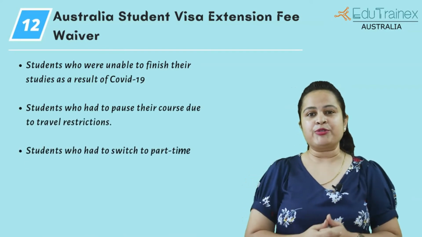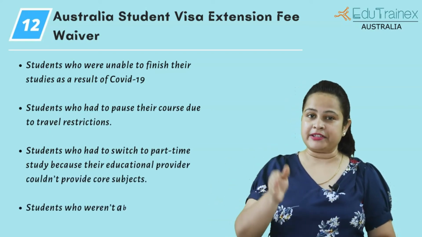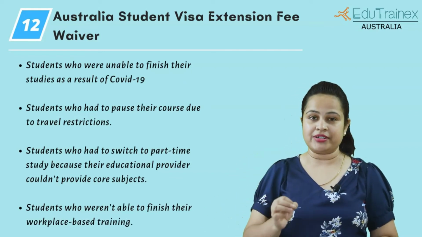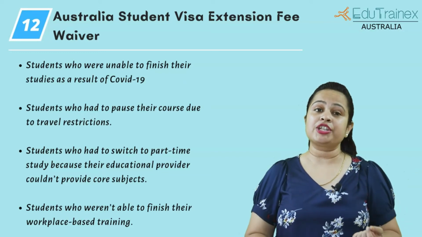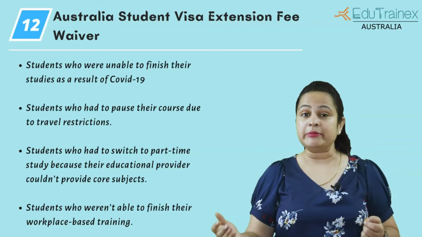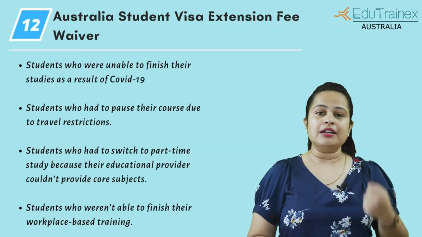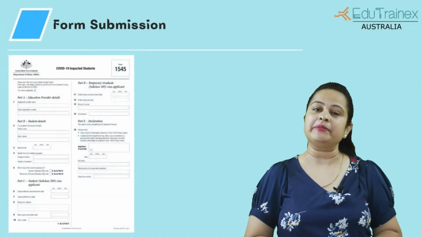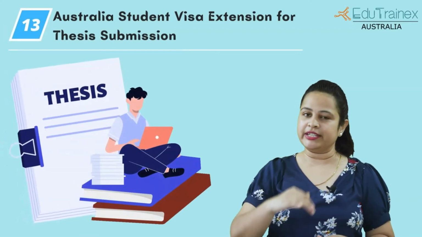The following exemption applies to students who were unable to finish their studies as a result of COVID-19, students who had to pause their course due to travel restrictions, those who had to switch to part-time study because their educational provider couldn't provide core subjects, and students who weren't able to finish their workplace-based training. Your education provider must complete this form on your behalf, and then you can submit the form to the Department of Foreign Affairs.